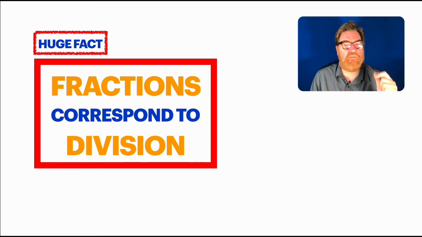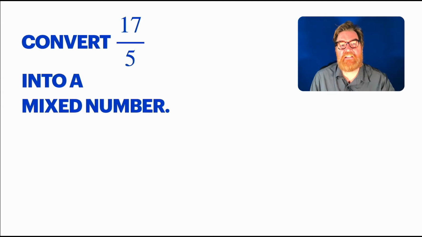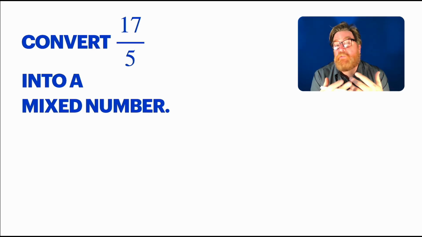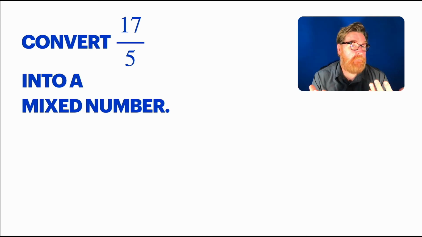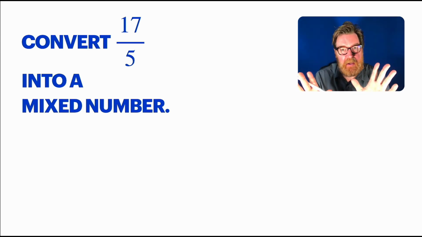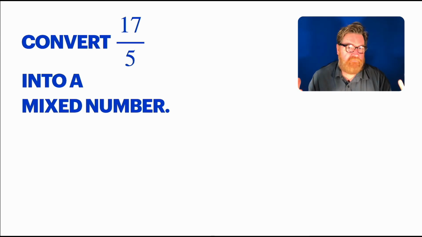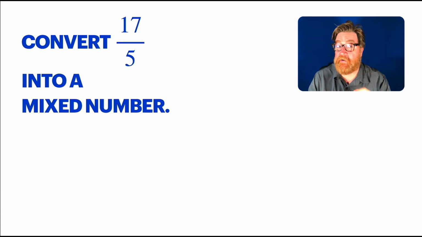Fractions correspond to division. So let's say you wanted to convert 17/5 into a mixed number. Oh, by the way, 17/5, we're just going to call that a fraction bigger than 1. Some people call it an improper fraction. That's fine, but to us, improper sort of has a negative feel to it. It's just a fraction, and it's going to end up being bigger than 1. And the tip-off is the numerator is bigger than the denominator.